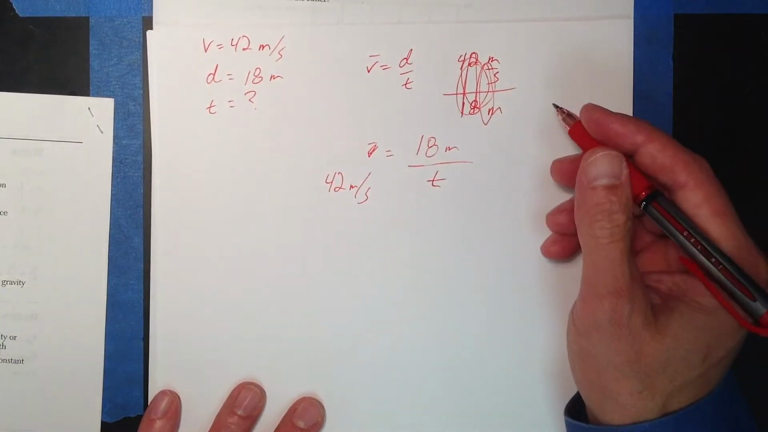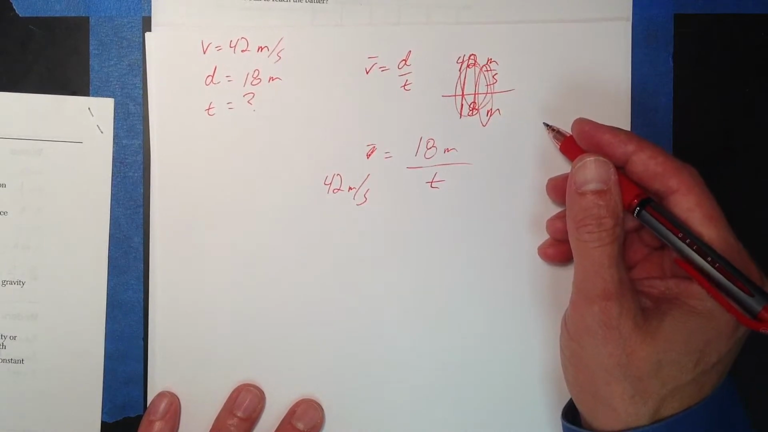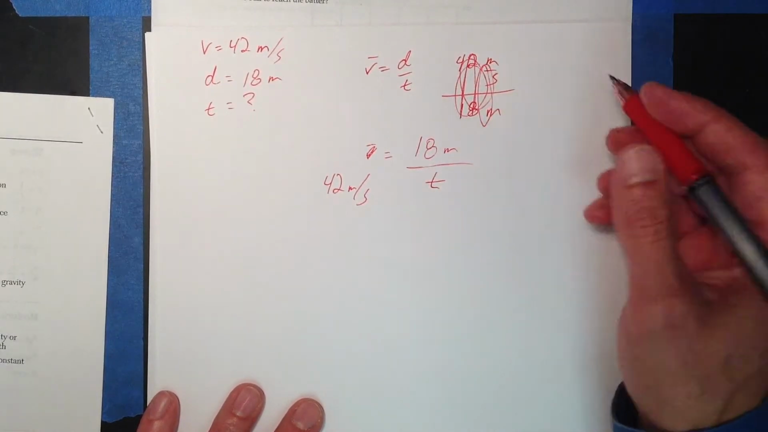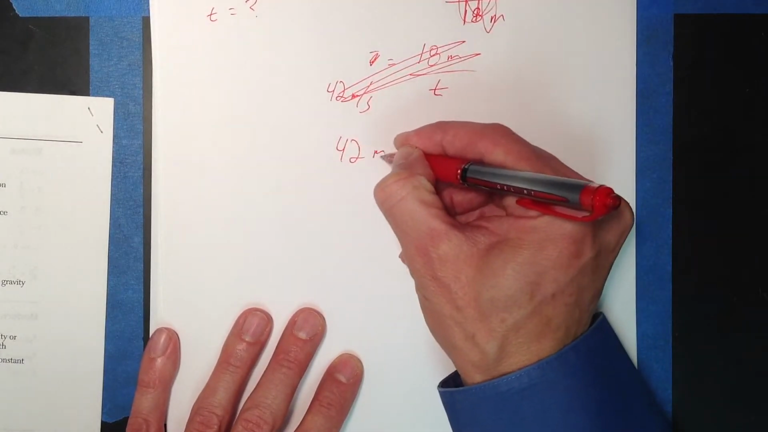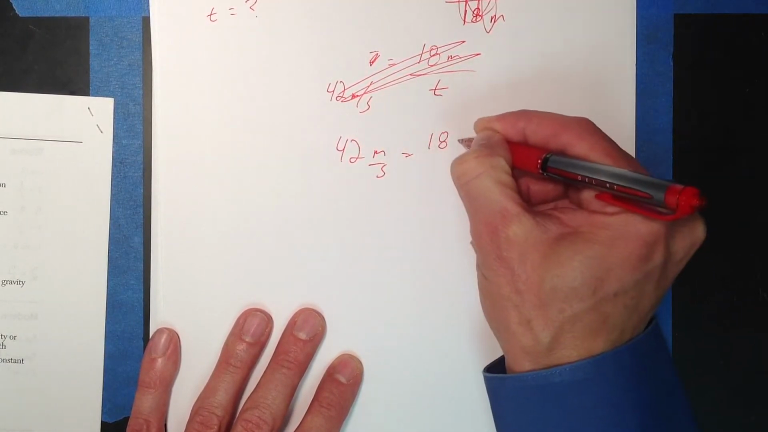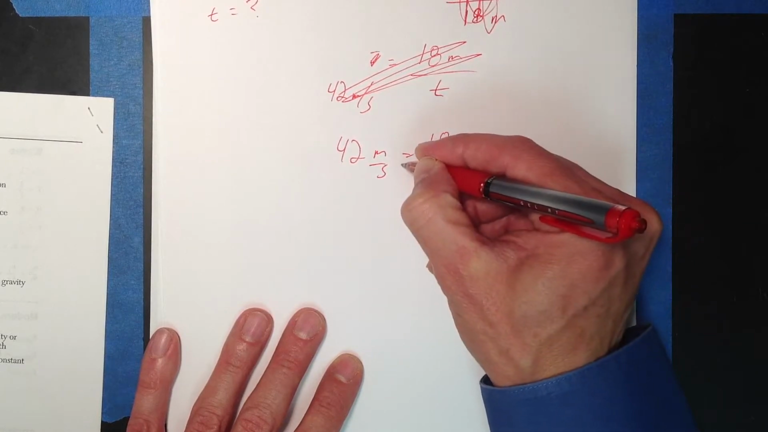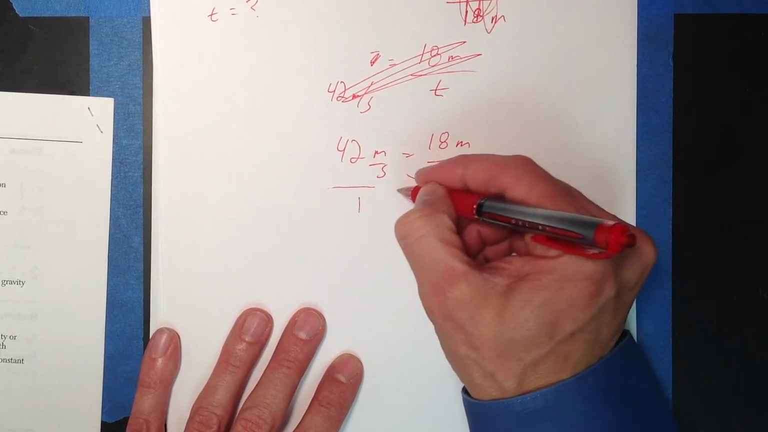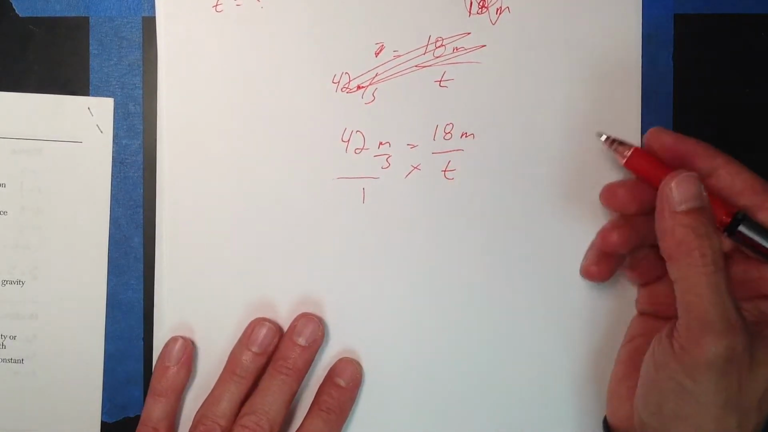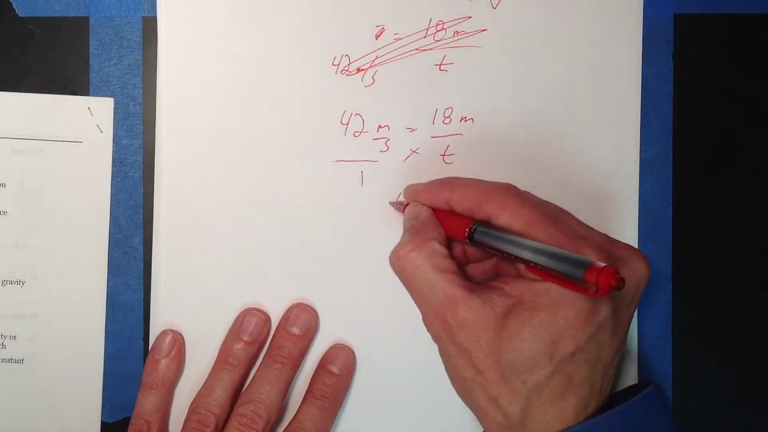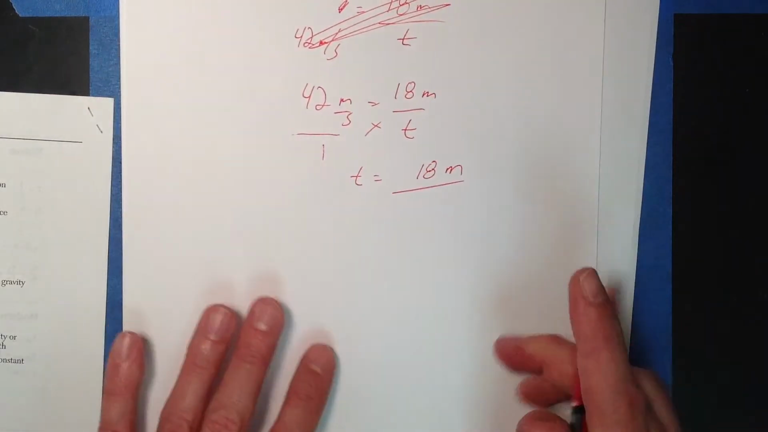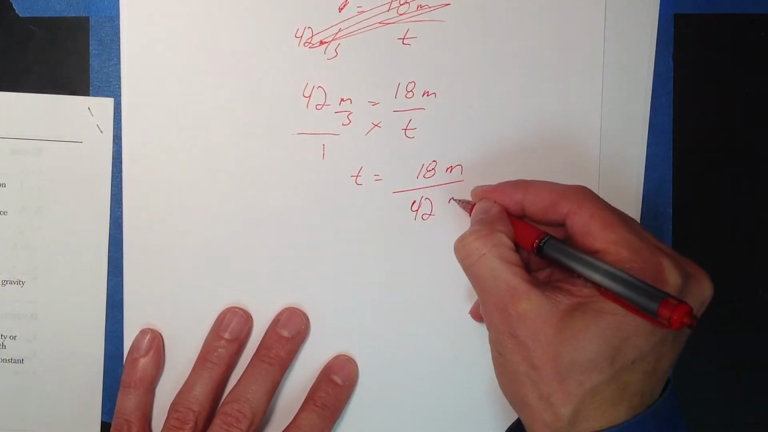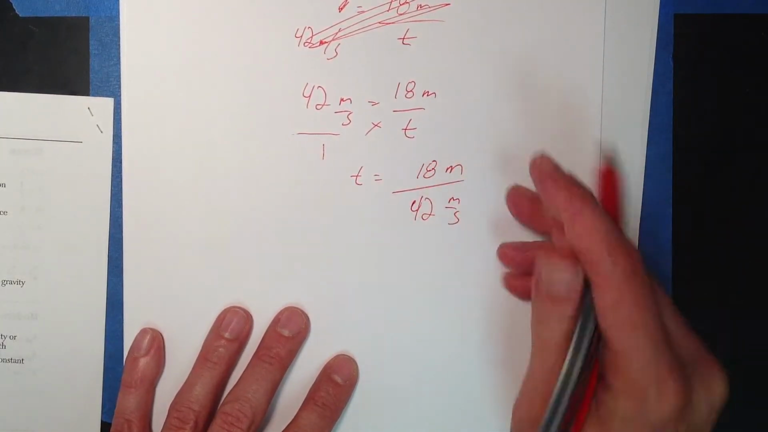Okay, so what you want to do is I'm going to rewrite this. 42 meters over second equals 18 meters divided by time. You will probably realize you put that over 1, cross multiply, and then as you simplify, you're going to end up getting T equals 18 meters divided by 42 meters over second. So you can do that math.